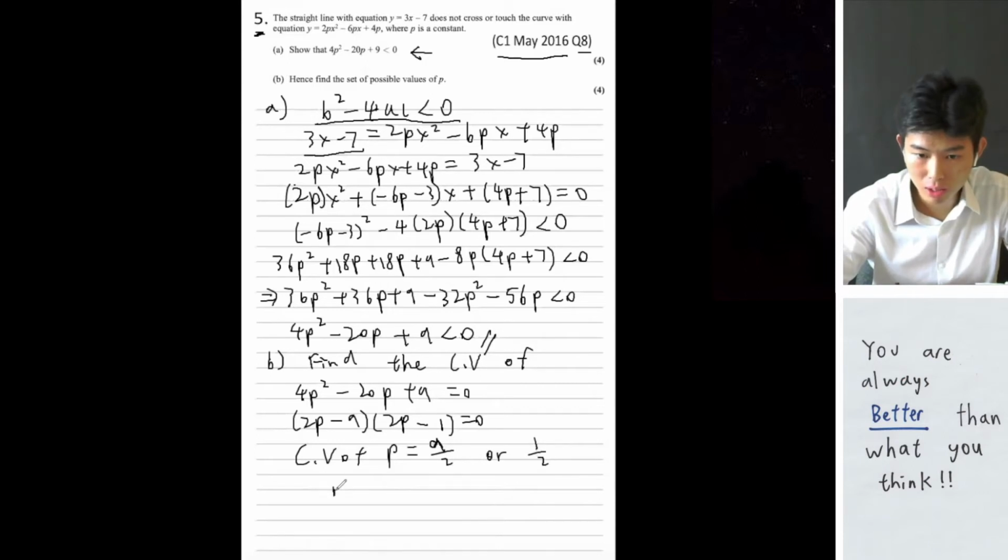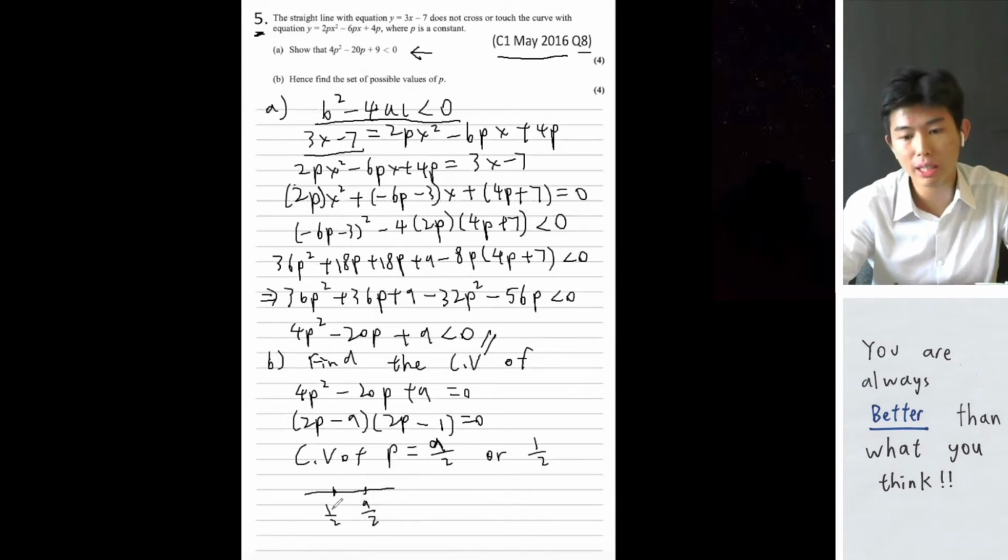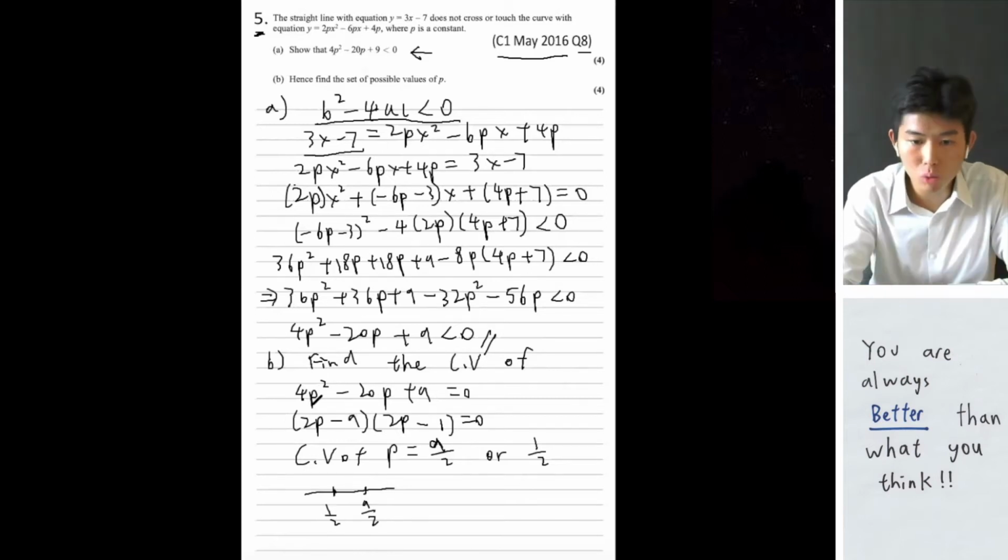Okay, so now I'm gonna draw the line with 1 over 2 and 9 over 2. And I'm gonna put in any number that is between 1 over 2 and 9 over 2. Let's say 1, okay? If I put 1 into this equation here, 1 squared would be 1 times 4 would be 4, minus 20 times 1 would be minus 16, and minus 16 plus 9 would be equal to minus 7. Minus 7 is a negative sign, okay? So I will just put negative here.